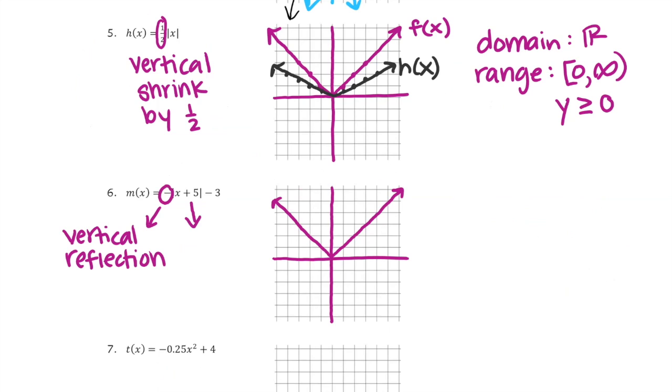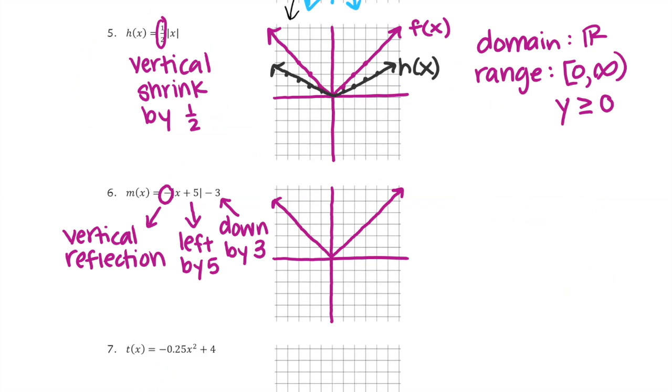This x plus 5, my x's go left and right, so x plus 5 will actually shift everything to the left by 5. And then the minus 3 is going to be another shift, but it will shift everything down by 3. Okay, so let's take some key points here.